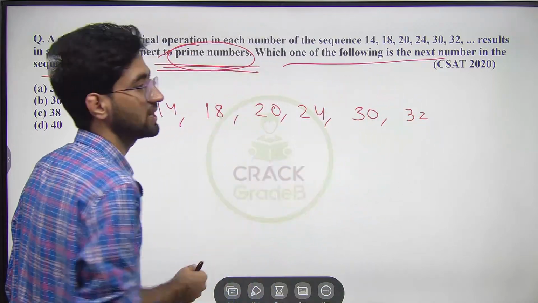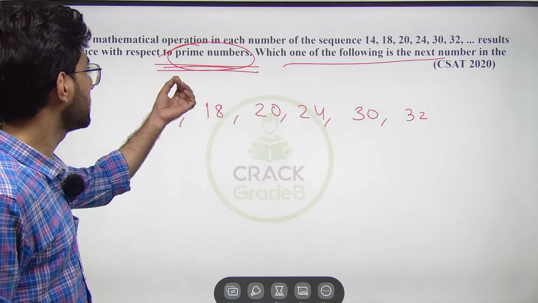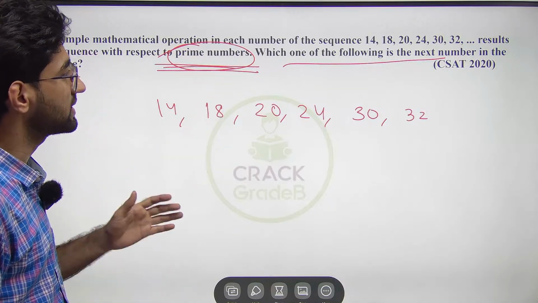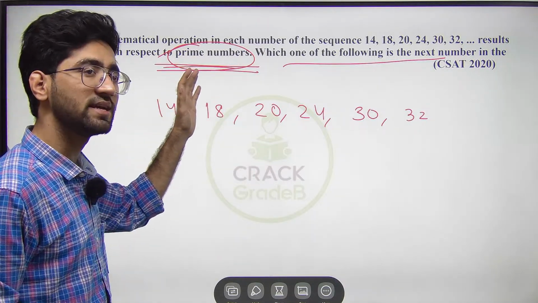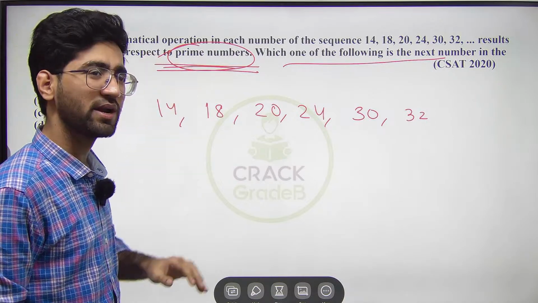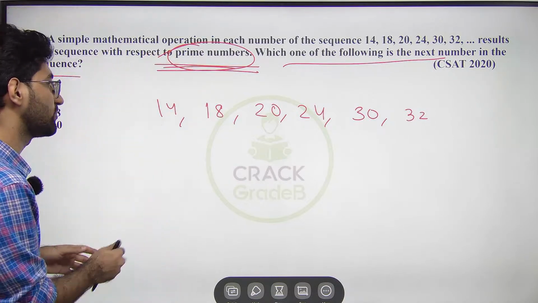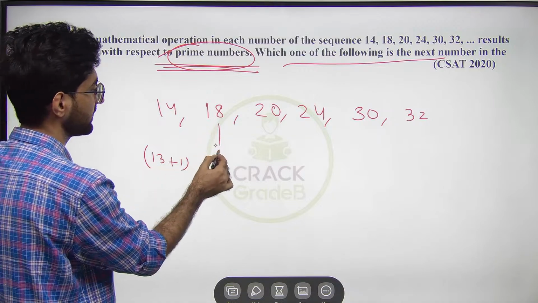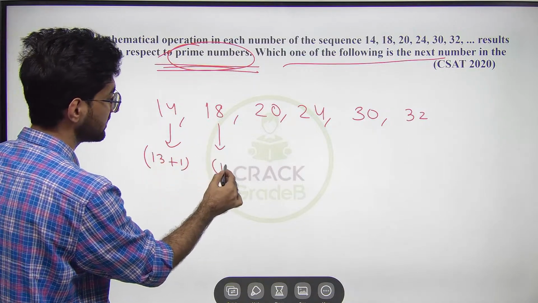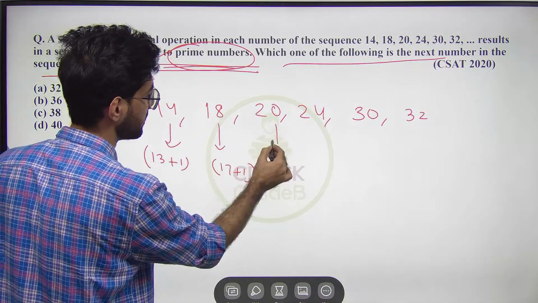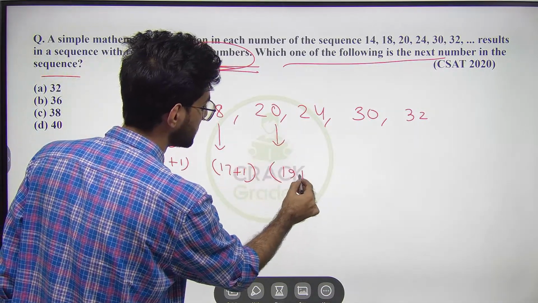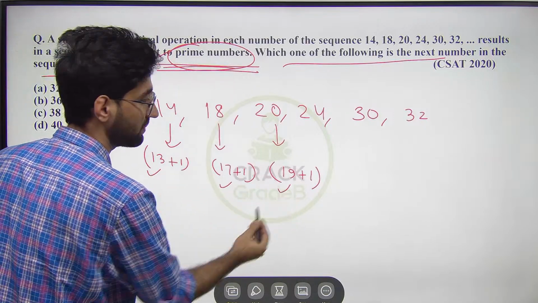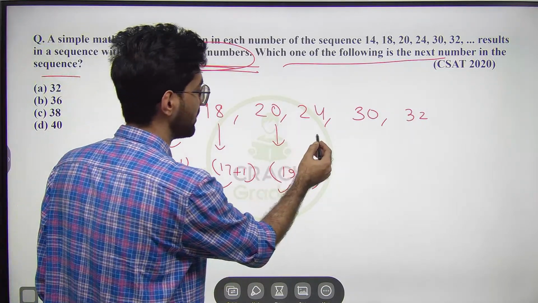See, this is relatively an easier question. It has already been given in the question that the numbers in the sequence have been written with respect to prime numbers. So if you look at 14, you should be able to think that this is 13 plus 1. Similarly, if you look at 18, this is 17 plus 1. If you look at 20, this is 19 plus 1. See, 13 is a prime number, 17 is a prime number, 19 is also a prime number.